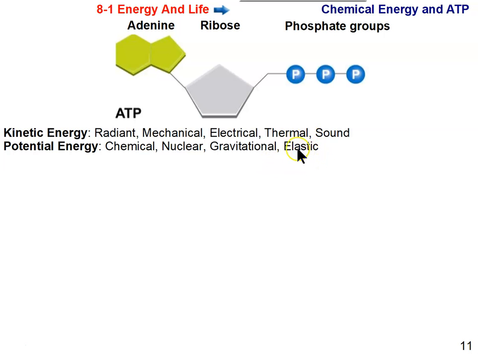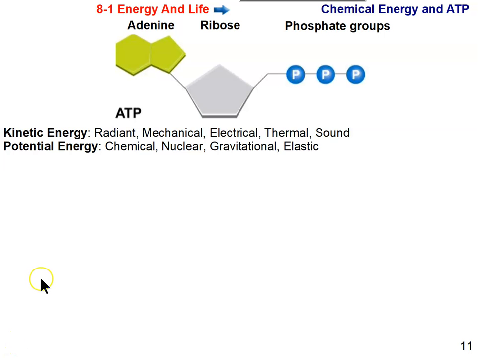And then, of course, elastic. And so that would be like a spring, a coiled spring, or a stretched rubber band has potential energy. So we're actually going to come back to that as an analogy to how ATP here stores and releases its energy. But it's primarily chemical potential energy that we're going to be looking at, and how it is transferred and used within the cell.